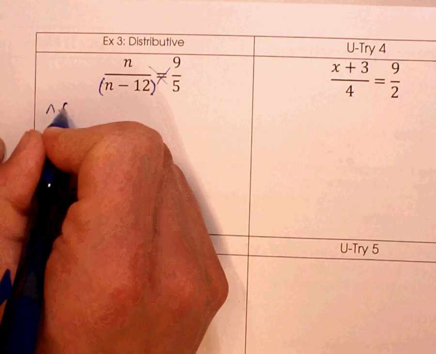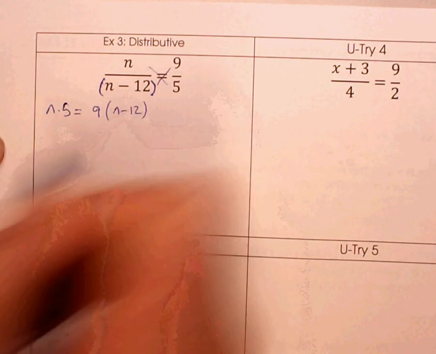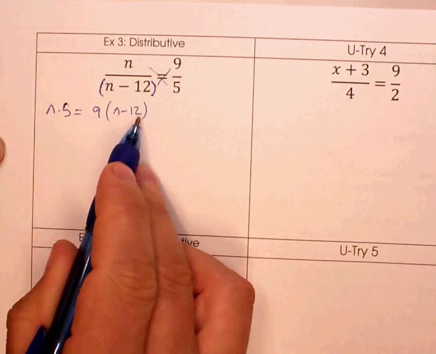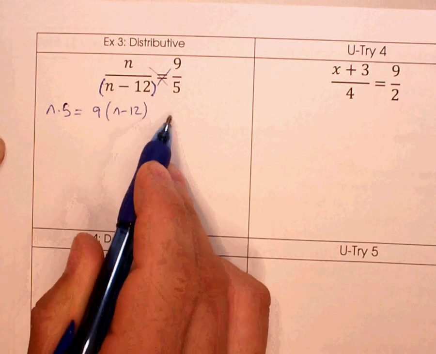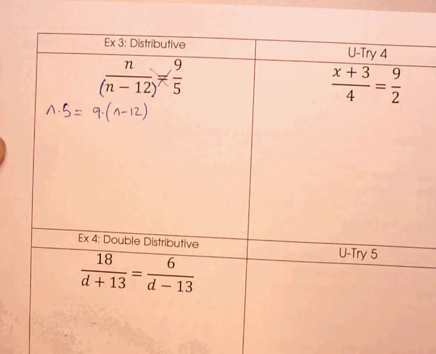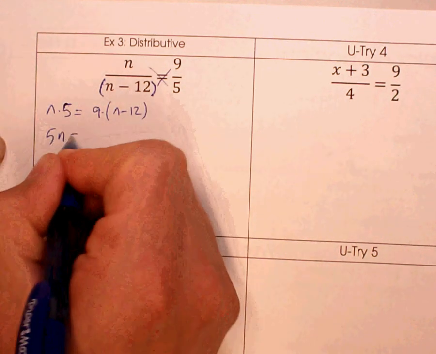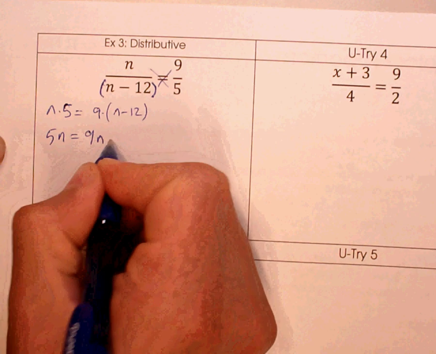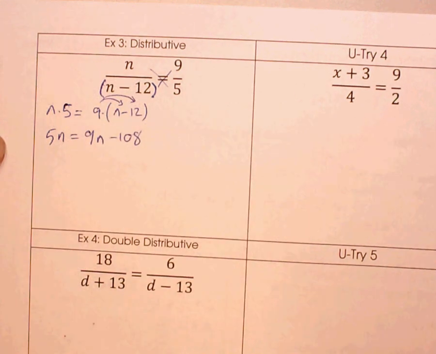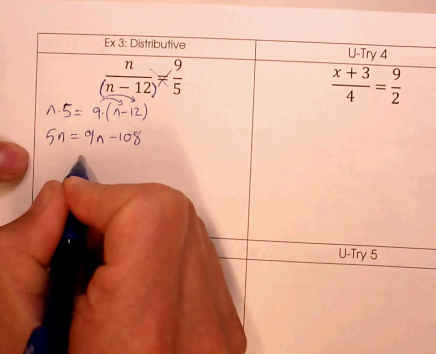n times 5 is equal to 9 times (n minus 12). It doesn't matter whether to write 9 times (n minus 12) or (n minus 12) times 9. I would like to put the number in front of the parenthesis so we can distribute easily. 5n is equal to 9n minus 108. We are distributing 9 to the inside of the parenthesis. Let's subtract 9n from each side.